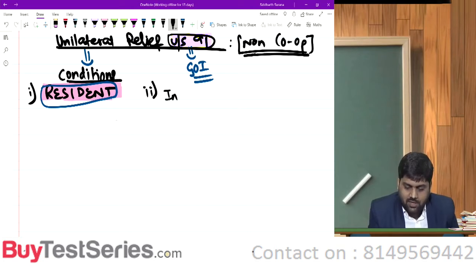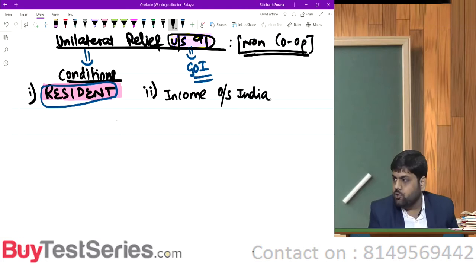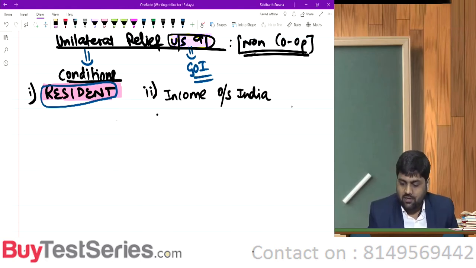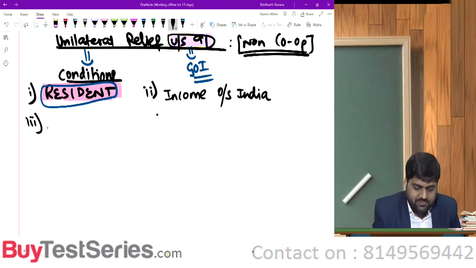Second condition, the assessee should earn income outside India. You should be having income outside India. Wow. If you are resident in India, double taxation can happen only if source is outside India. Otherwise, double taxation will not happen. Where is the question of relief? Relief can happen only if there is tax paid in two countries. So you are resident in India, that means source has to be outside India. This condition has already been satisfied when we checked if double taxation is taking place. Already satisfied.